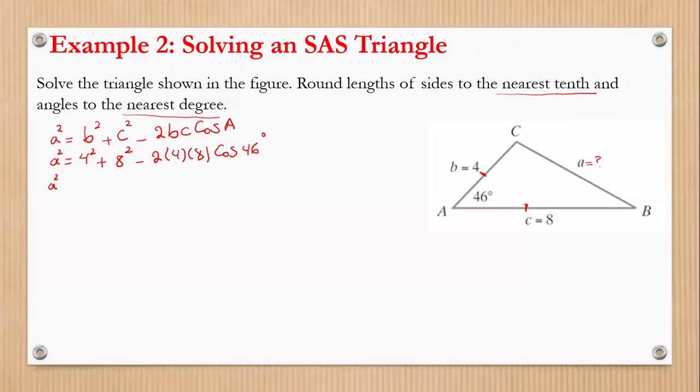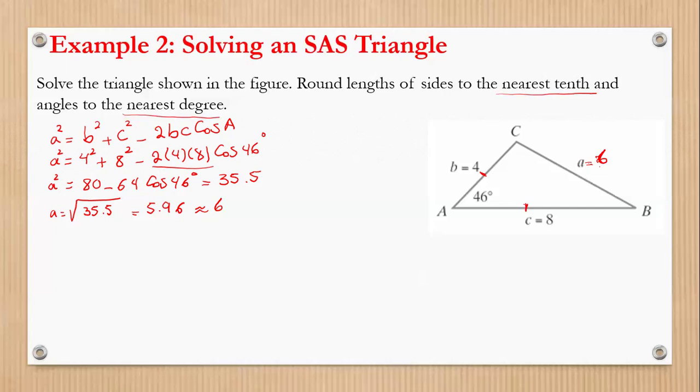Then 16 plus 64 is 80, minus multiply these 3 is 64 cosine of 46. Type this in the calculator, and the answer would be 35.5. That's the square of side A. So I need to take the square root, and the square root of 35.5 is actually 5.9, which is about 6. Since it says rounded to the nearest 10th, it's about 6. So that's side A.